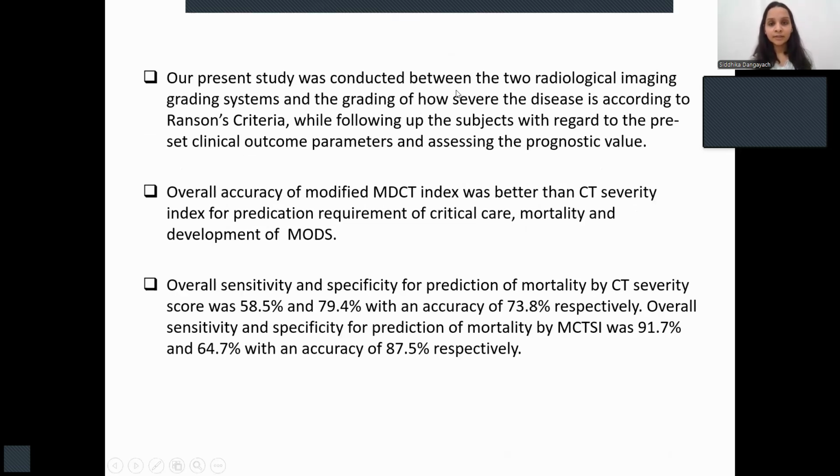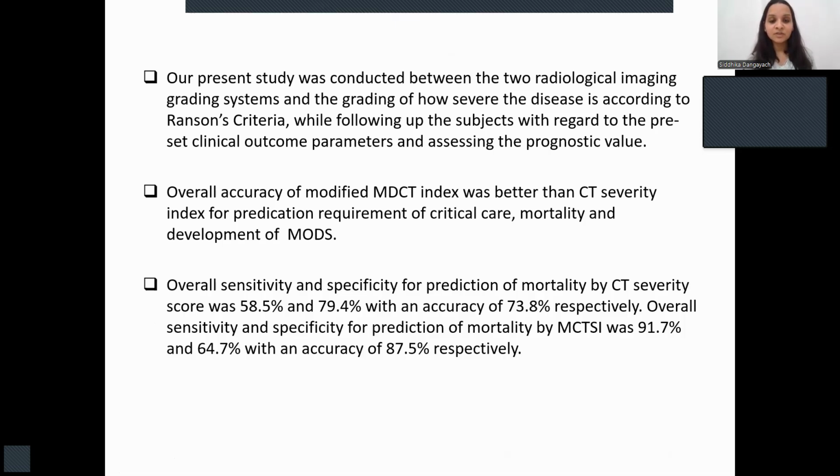Our study was conducted between the two radiological imaging systems and the grading of how severe the disease is according to Ranson's criteria, while following up the subjects with regard to the preset clinical outcome parameters and assessing the prognostic value. The overall accuracy of the modified CT was found to be better than that of the CT severity index for prediction of requirement of critical care, mortality, and development of multiple organ dysfunction.